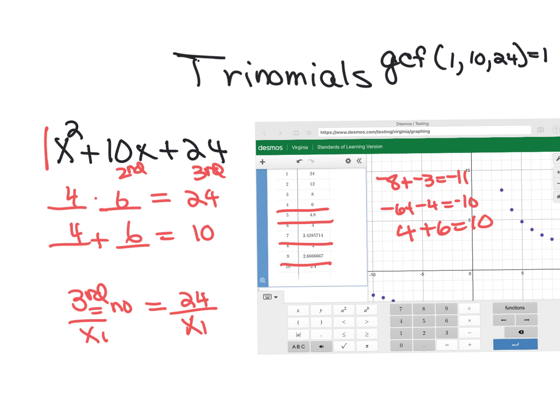And I just write my answer is going to be 2 parentheses. To get x squared, I'm multiplying x times x. And my two numbers were +4 and +6.